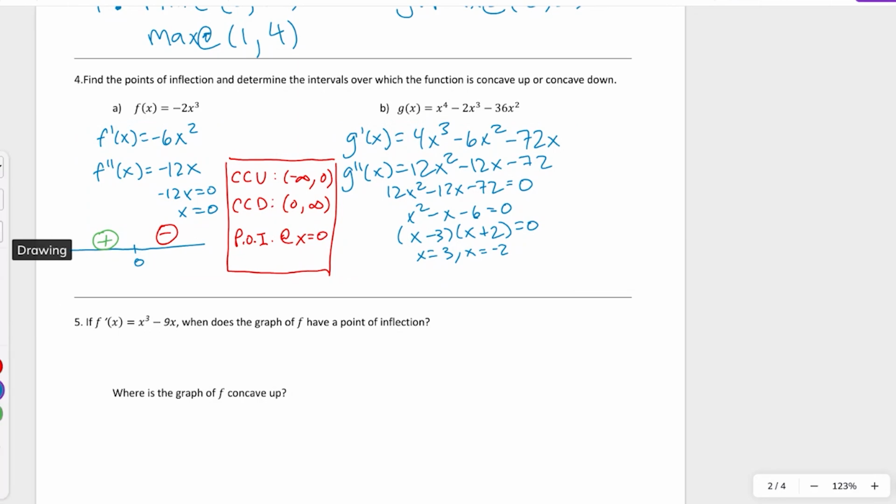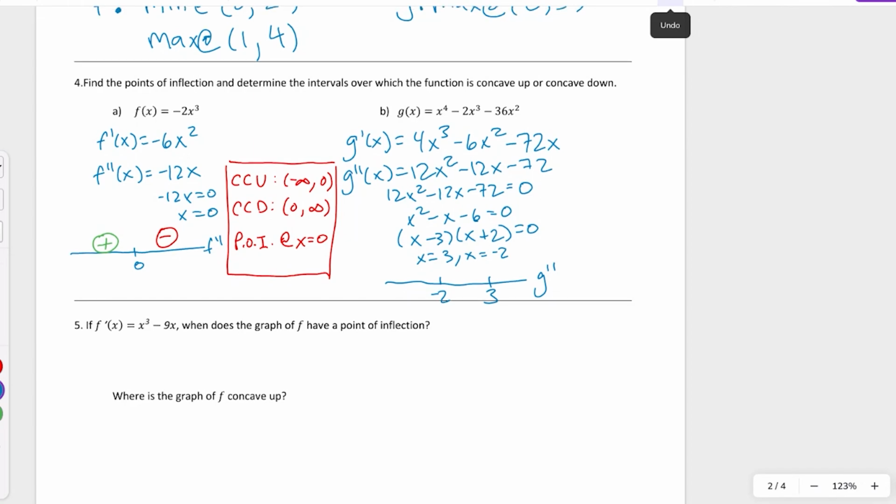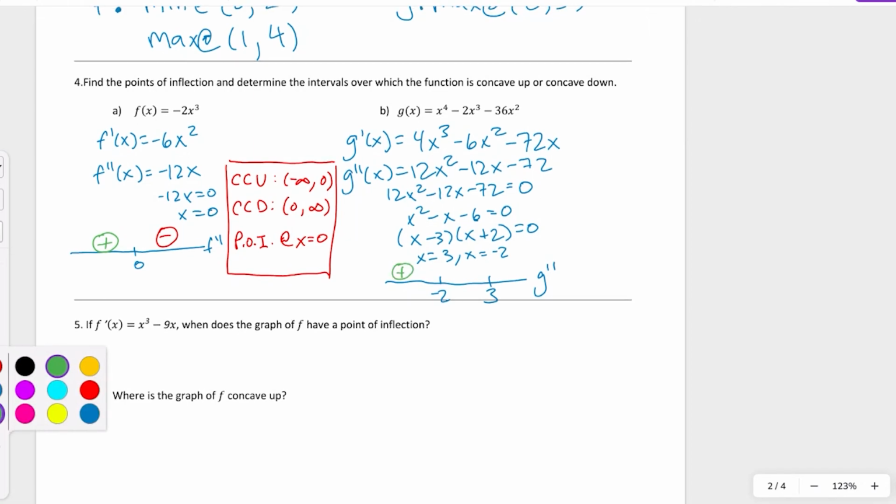All right, so I'm going to create my little sign chart here, and this is for G double prime. Didn't label the last one either, F double prime. So we've got -2, we've got 3, and then we're going to start testing values. If I plug in a number like -5, I'm going to get a negative times a negative, which is positive. Plugging in a number like 0 gives me a negative times a positive, which is negative. And finally, plugging in a number like 10 gives me a positive.